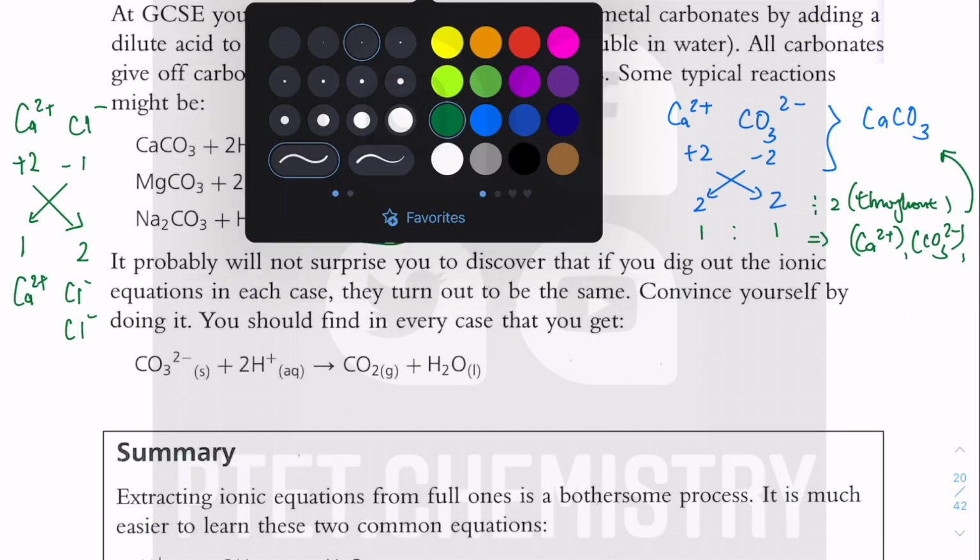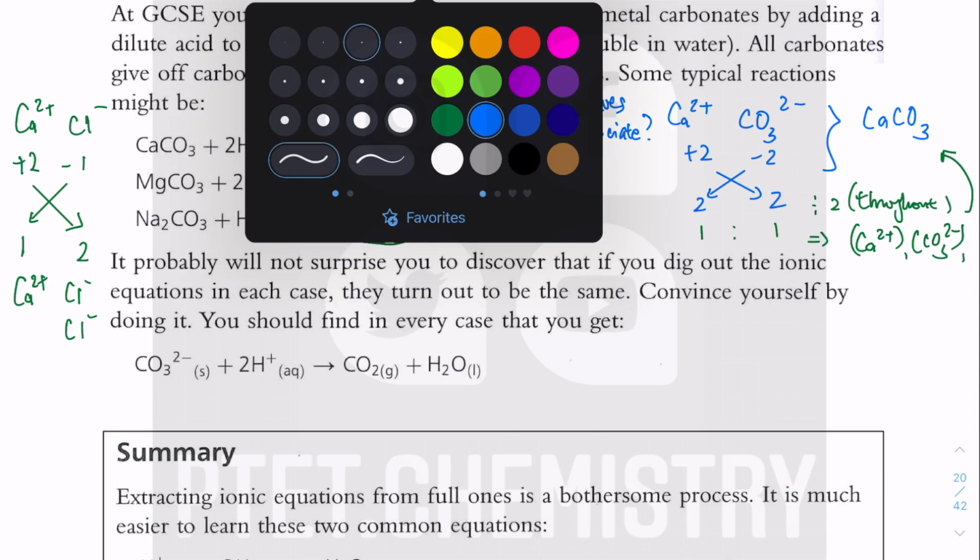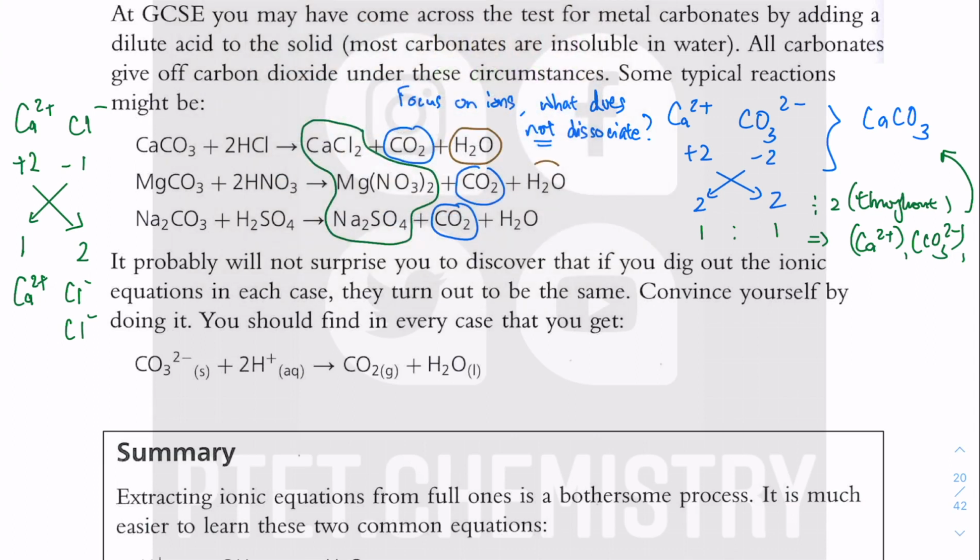The idea in the ionic equation is to focus on ions, and also on what does not dissociate into ions. So when you have molecules such as CO2, they cannot dissociate into ions, so they will remain as CO2. And then you also have things like H2O, such as in neutralization, which will remain as liquid, you do not dissociate into ions. So you could start by writing CO2 on the right hand side and H2O on the right hand side.